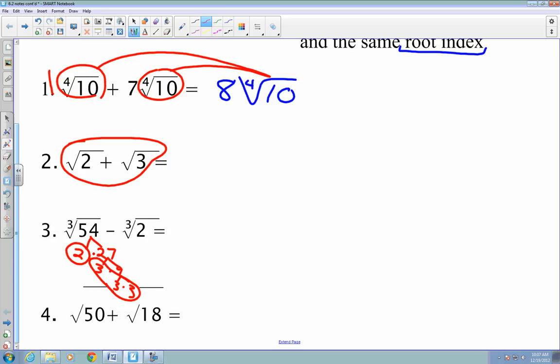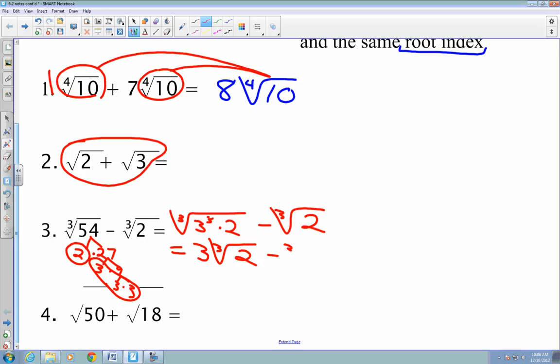So 54 is 2 times 3 to the 3rd power. So I'm going to write this as the cube root of 3 to the 3rd times 2. And this is still minus the cube root of 2. Well, if the 3 here matches a 3 there, they cancel each other out, so I can move that 3 to the outside of the radical sign. So I have 3 times the cube root of 2 minus the cube root of 2.